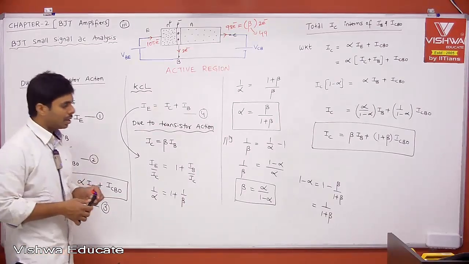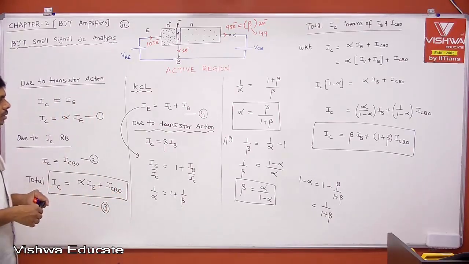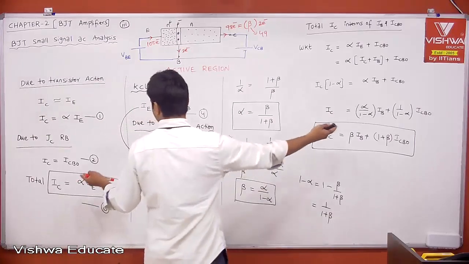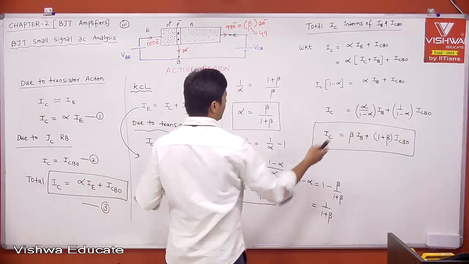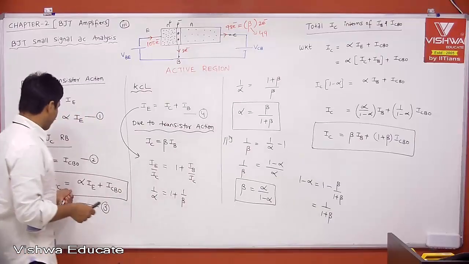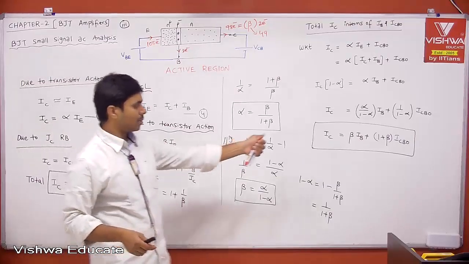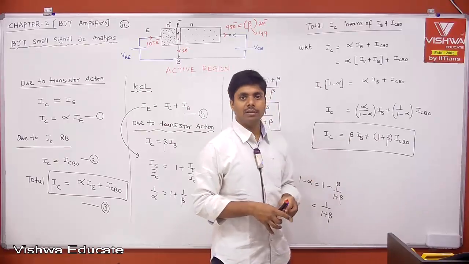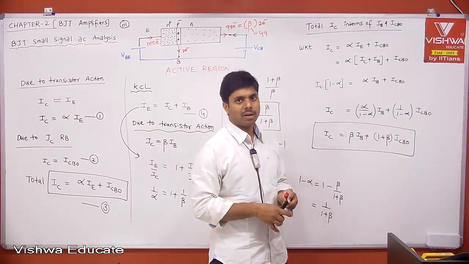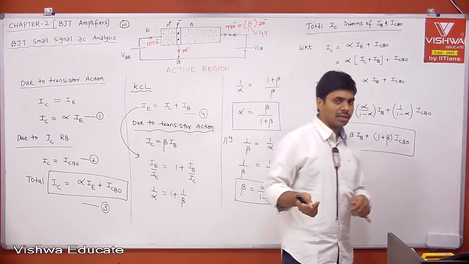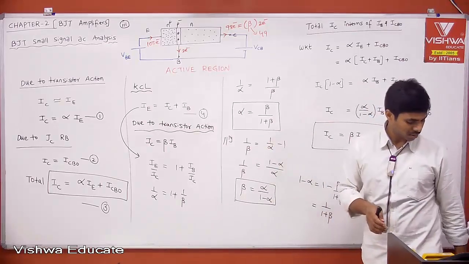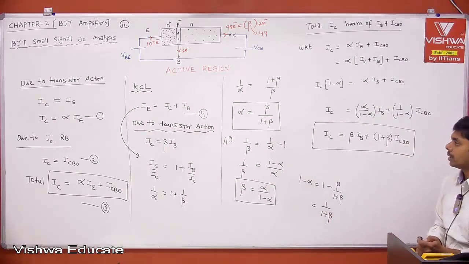Now this is our ultimate equation: IC in terms of IE and IC in terms of IB. Actually, this one we use for common base and this one is for common collector. But if you neglect ICBO, then your IC is approximately equal to beta into IB. Then the remaining things we'll see in the next session. Before that, you can write down all these things.